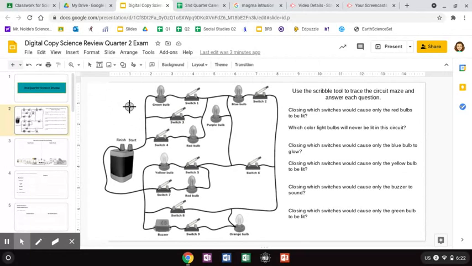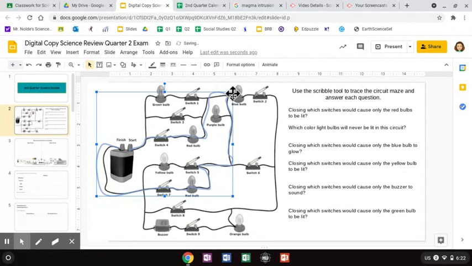Okay, so with your scribble tool, you are going to click and hold, and then you just start moving your scribble tool like you would with a pen. So I'm going through the first bulb, and I only want the red bulb, so I can't go through a path that includes any other colors of light bulbs. And I can go down this way, and I'm through the second bulb, and now I'm back at the battery. Okay, and then you let go, and it gives you your line that you created.